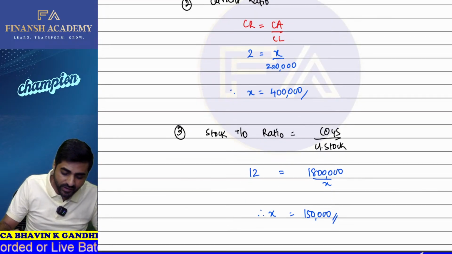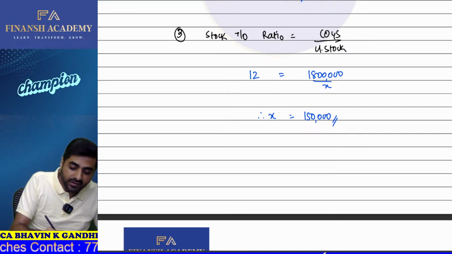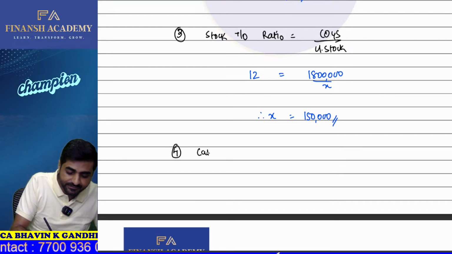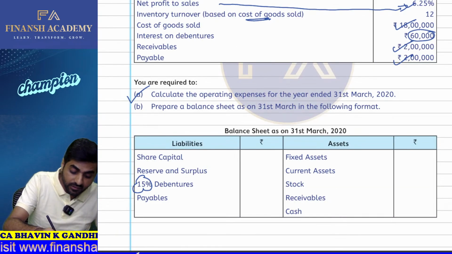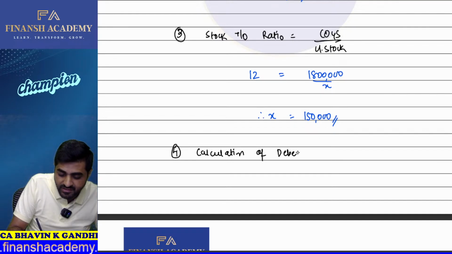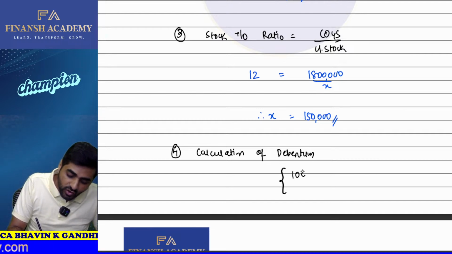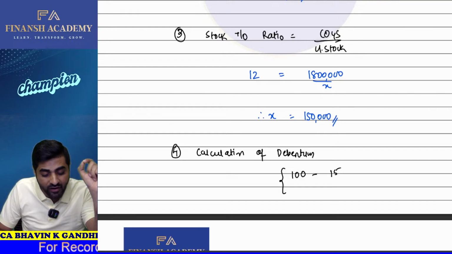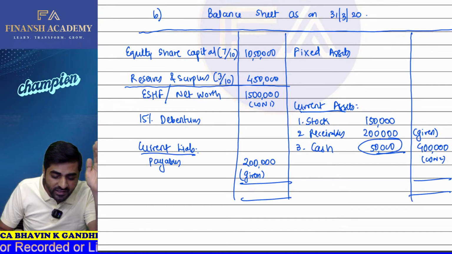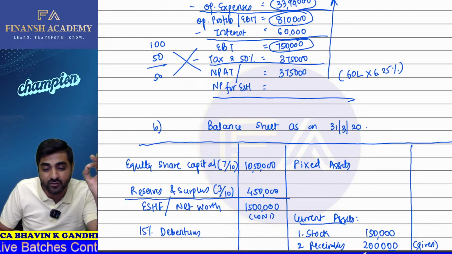So what are we going to do? Now we'll be starting with your fourth part, and that is nothing but calculation of debentures. Sorry, not debtors, calculation of debentures. How will you calculate this? If on 100 rupees, your interest is 15. Now also at the same time, please check, do you have the amount of the interest available? Yes, sir. We have just now checked the amount of the interest, that is 60,000 rupees.